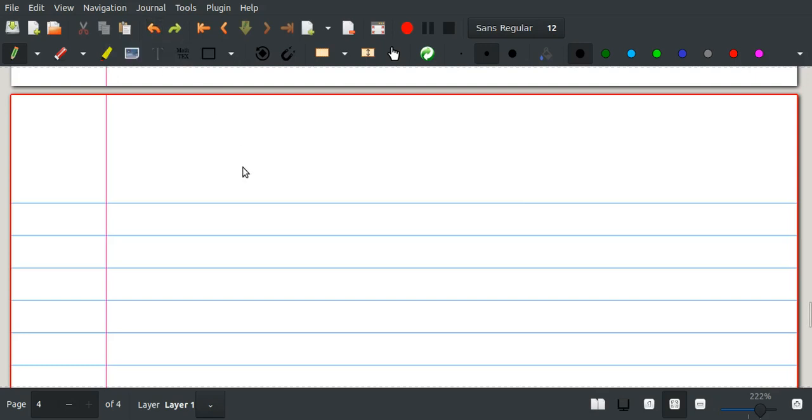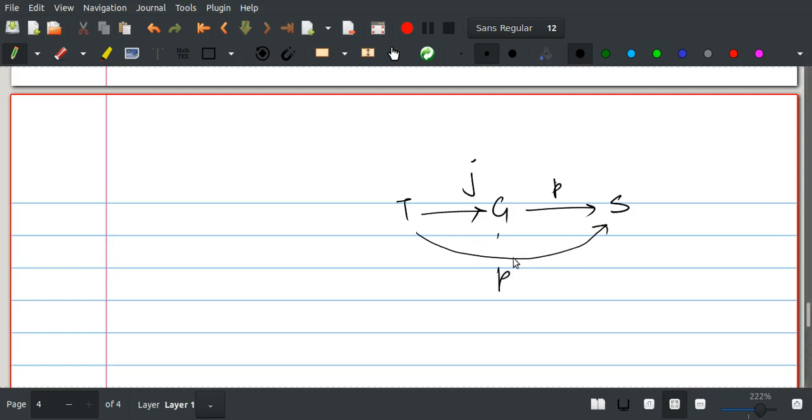So now what we have to prove? We have to prove P of J. Now see, J is a map from T to G and P is a map from G to S. So P of J will be a map from T to S.